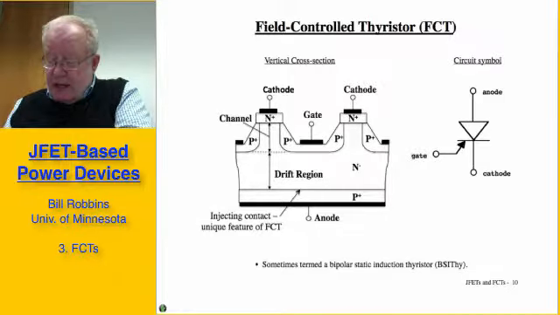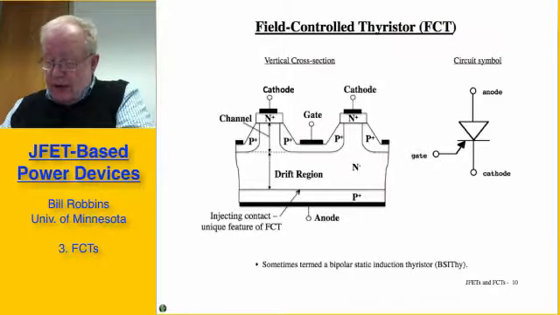This device is sometimes known by the name of bipolar static induction thyristor, or BSIT-Thy for short. The circuit symbol for the FCT looks like that of a diode, and we have a gate coming in, and we show an arrow indicating that you can turn the device on by injecting current via a positive gate to source, or a gate to cathode voltage.